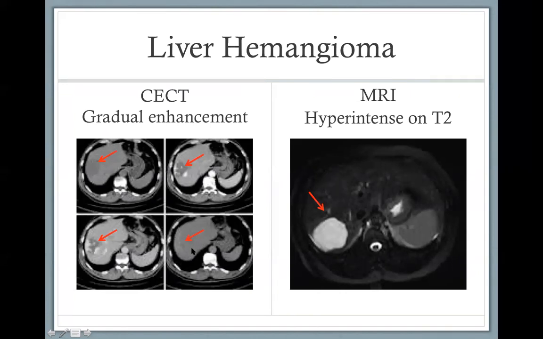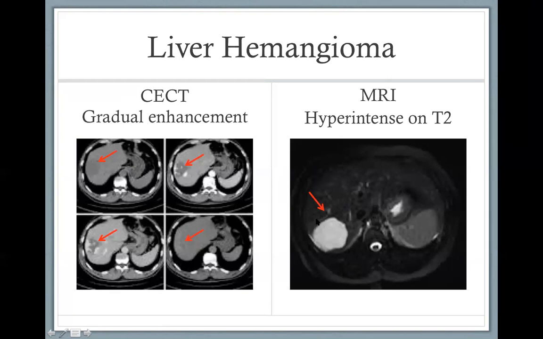So these are images acquired at the same location, but different timings, prior to contrast and after contrast. And we can see that hemangioma is just a blood-filled space. It is fed by an artery from the aorta, and therefore it will enhance very high early on and then start filling gradually inside until it's completely filled.